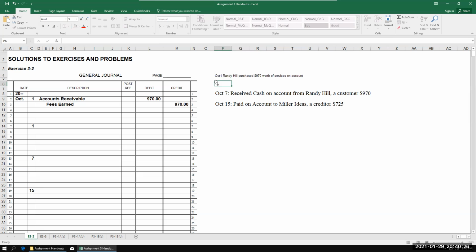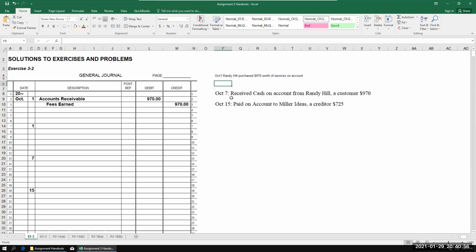So here, what we would see was that it was on account. So we know that he's going to owe us money because he purchased it on account. He's a customer of ours. He purchased $970 worth of services on account. So we're going to count that as accounts receivable because we're doing accrual accounting, which means that we count our fees as earned when the transaction occurs and not when the actual cash is received. So we count this as accounts receivable, fees earned.